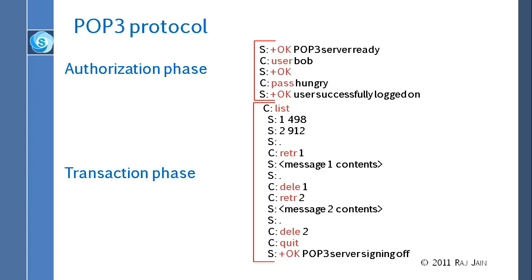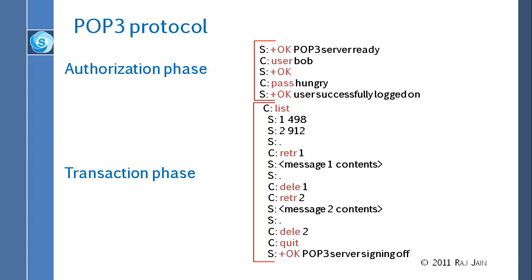Then the client says retrieve 1. And so it sends you message 1, and then sends a dot. Then you say delete 1. You don't have to say delete 1, but if you want to delete it, you say delete 1. Then you say retrieve 2, and delete 2, quit, and now next time when you come back, 1 and 2 are not there, because they have been deleted.